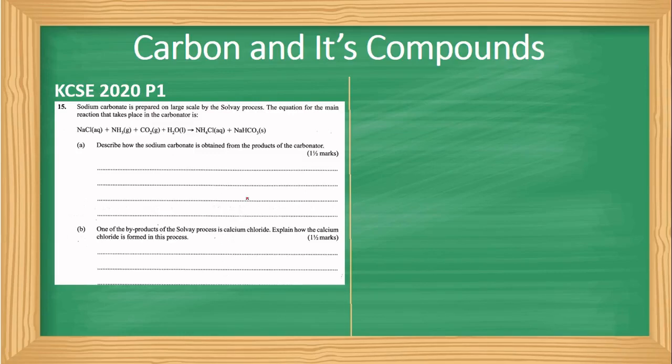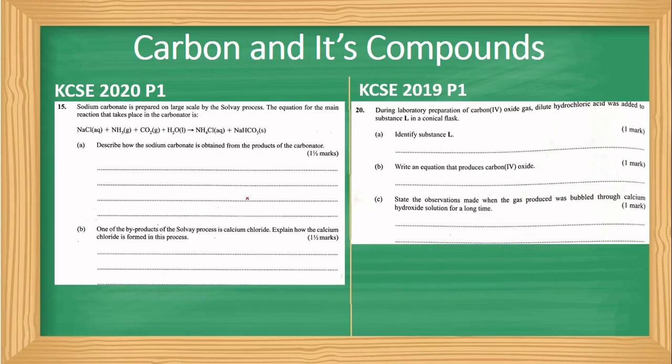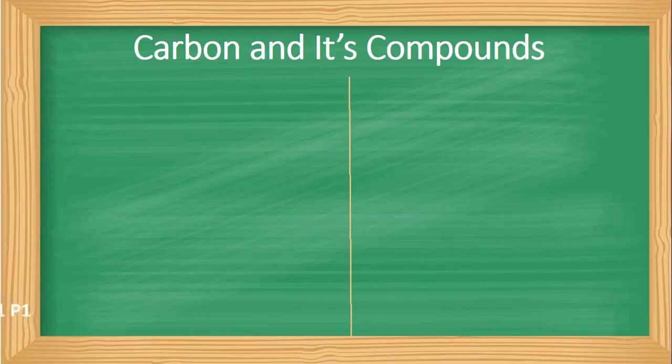Now you can be able to explain what happens from carbonator up to the point where the sodium carbonate is produced. One of the byproducts of Solvay process is calcium chloride. Explain how the calcium chloride is formed in this process. You can be able to do it because that's what we have just looked at. KCSE 2019 paper 1. During laboratory preparation of carbon 4 oxide gas, dilute hydrochloric acid was added to substance L. You know which substance is that, and you can be able even to write the equation. And also you can state the observation made when the gas produced was bubbled through calcium hydroxide solution for a long time. It's a very simple question.